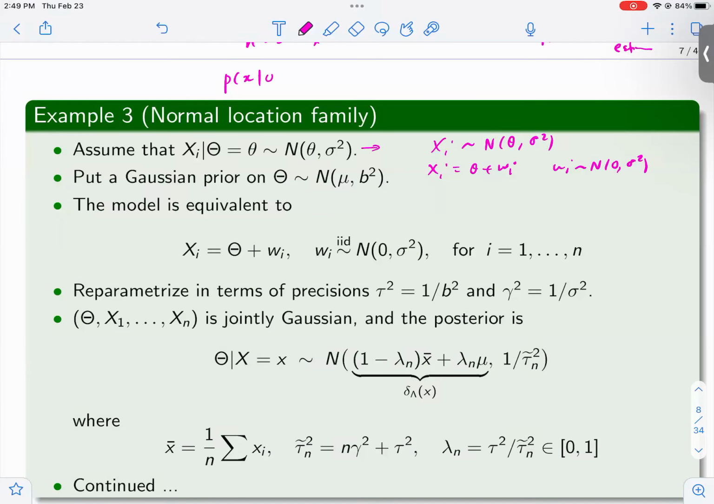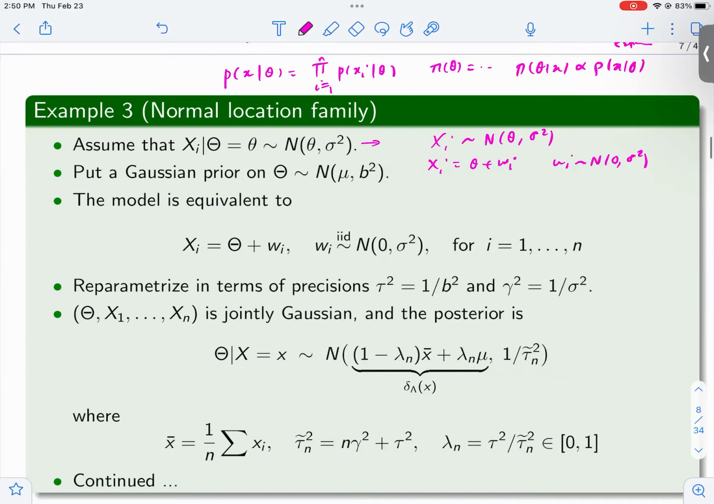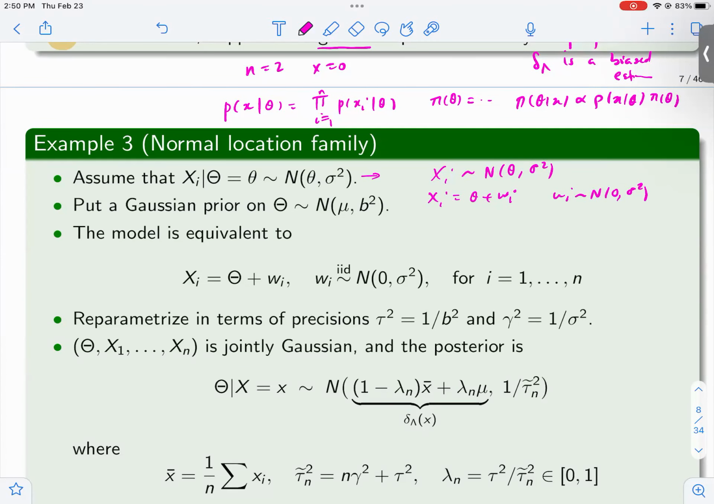So P of x given theta would be the product, i from 1 to n, of P of xi given theta, and then pi of theta would be another Gaussian. You multiply out, so pi of theta given x is proportional to P of x given theta times pi of theta. As an exercise, I encourage you to do this. It turns out that the form of this posterior is going to be e to the negative some quadratic in theta. So it's a Gaussian again.